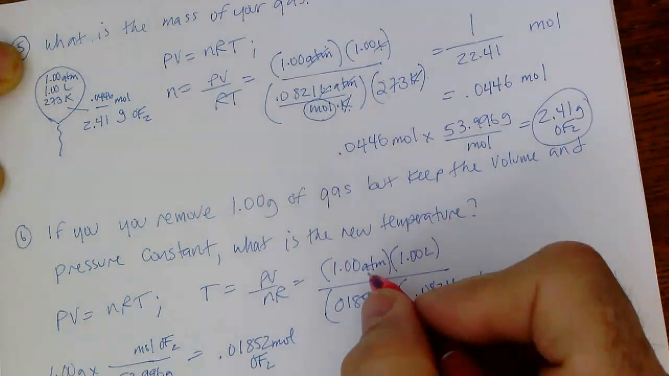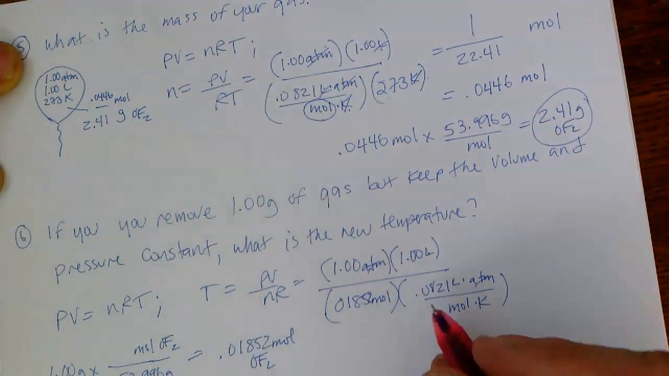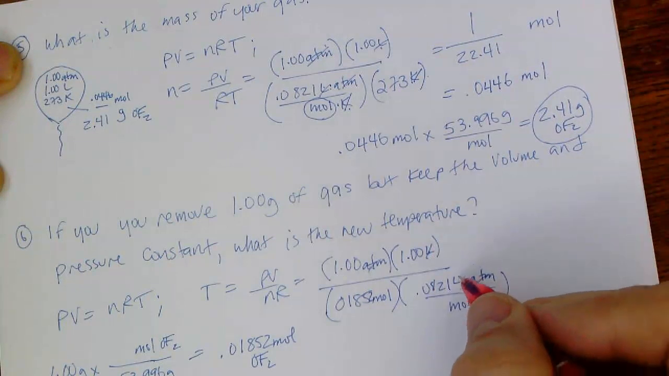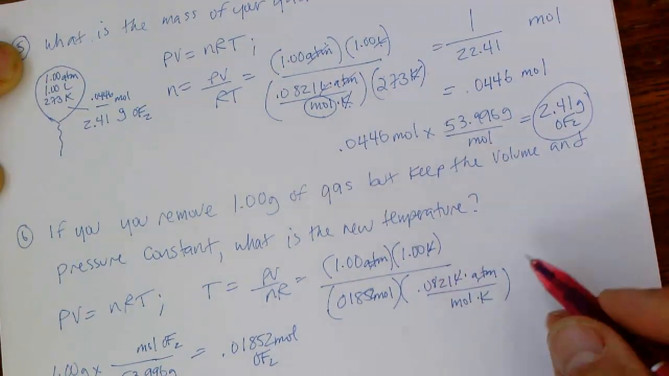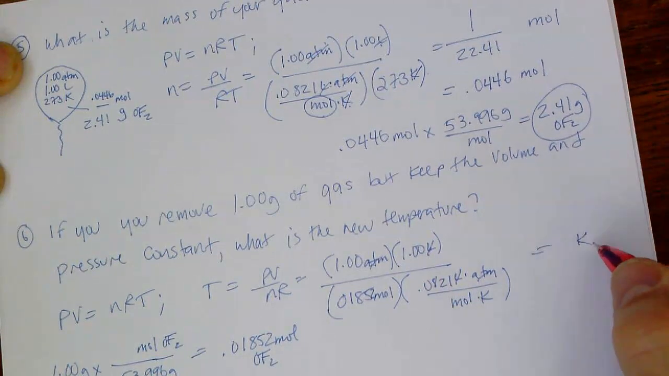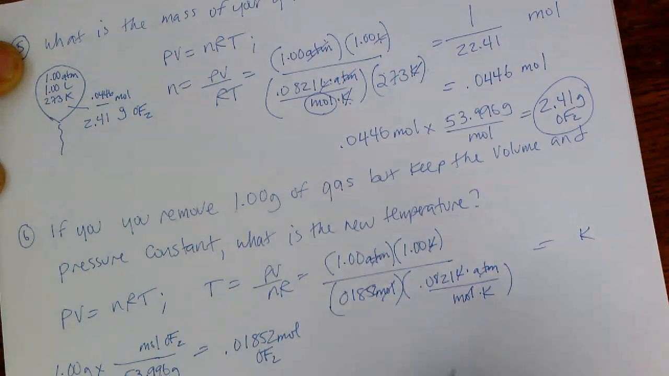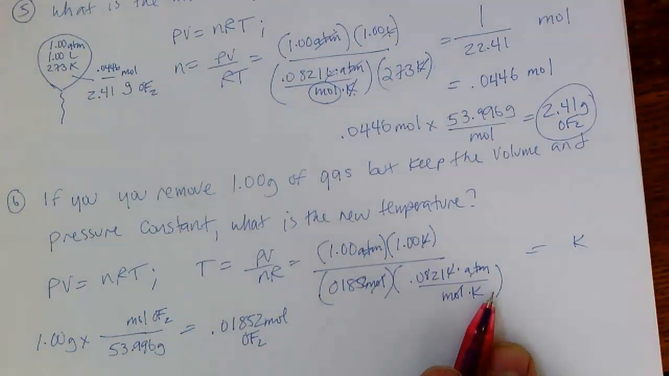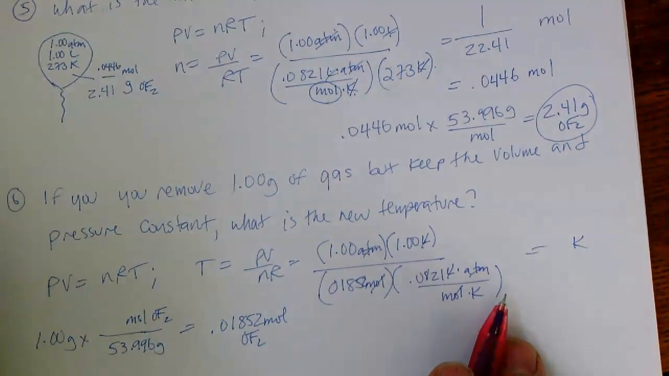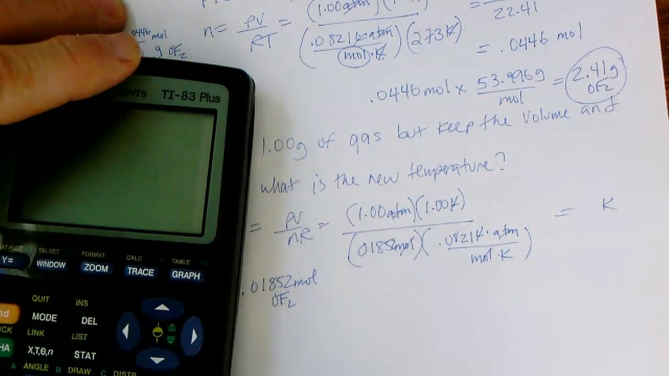Checking our units, atmospheres is gone. Liters is gone. Liters over liters there. Kelvin is not gone. 1 over 1 over Kelvin equals Kelvin. And is moles gone? Yeah, moles times 1 over moles equals 1. So it's simply 1 over this number, right? 1 over 0.0185. Let's go ahead and do it.